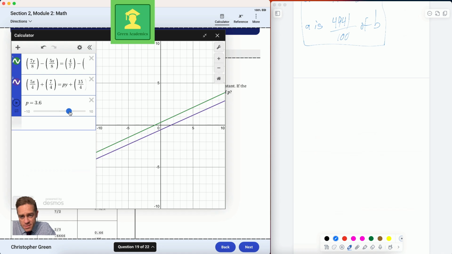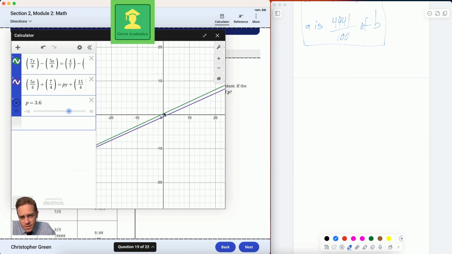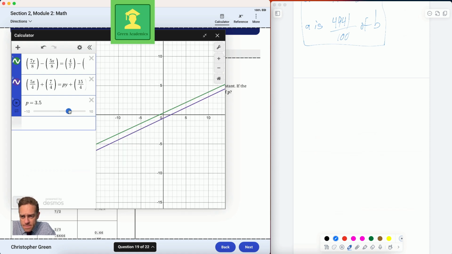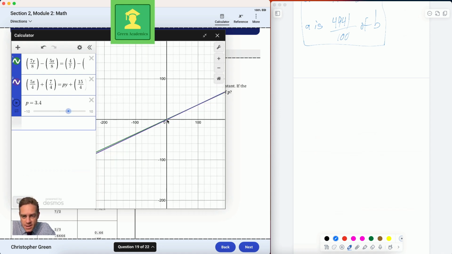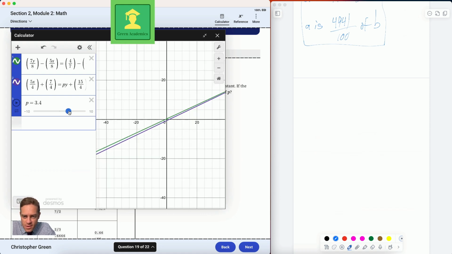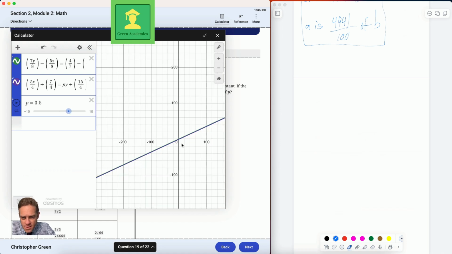Well, it seems to me that it's 3.6. Just scrolling. No? Oh, it's close, right? So I see what's going to happen. It's going to be a tricky fraction that actually lets you solve this. So it's something like 3.5 or 3.6 or 3.4.